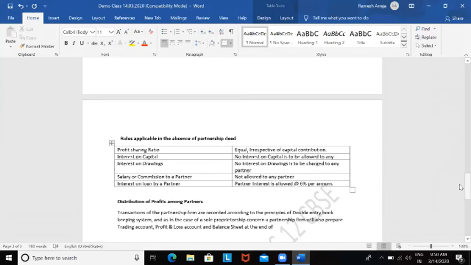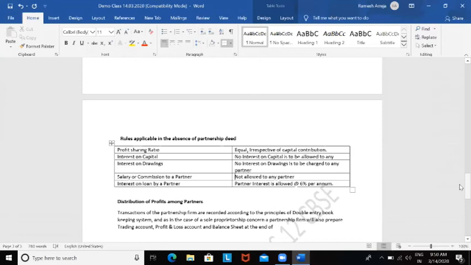Now, transactions of the partnership firm are recorded according to the principle of the double entry bookkeeping system. Accountancy is based on the double entry book system only. Although there was a single entry system earlier, that has been abandoned now. They are doing it with double entry. That means one will be debit, other will be credit. There will be two aspects of it.